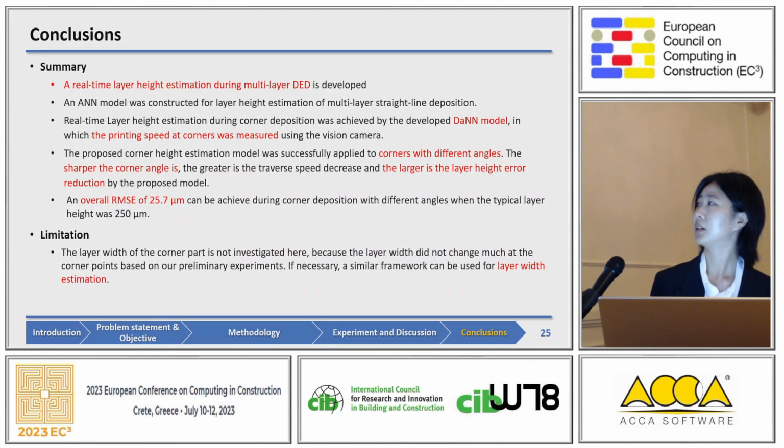And to summarize, we have achieved real-time layer height estimation during the multi-layer DED process, and we have established the AN model based on straight line data, and then use a smaller amount of corner data to develop the DN model for corner height estimation. And we tested with different angles, and the overall performance is 25 micrometer.